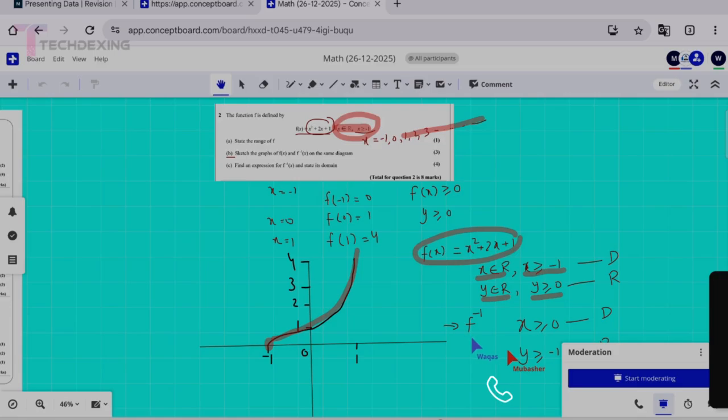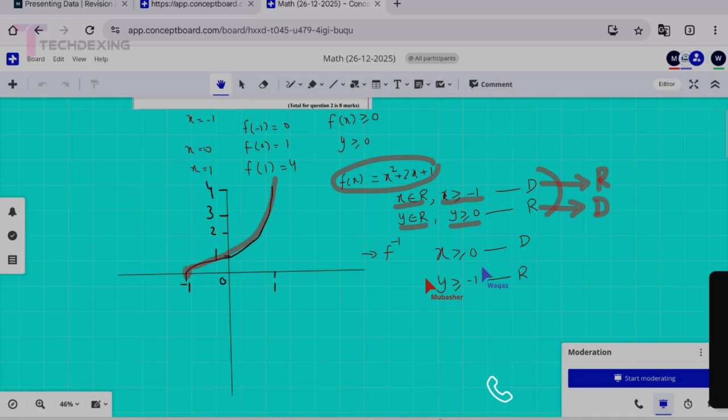So this is a rule: while finding the domain and range of the inverse function, we don't need to do any extra step. We just convert the domain and range of the original function into the domain and range of the inverse function. This is a rule in functions: the domain of the original function becomes the range of the inverse function, and the range of the original function becomes the domain of the inverse function. Do you understand this?